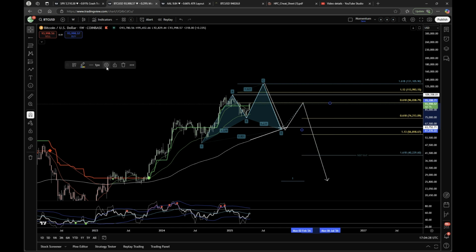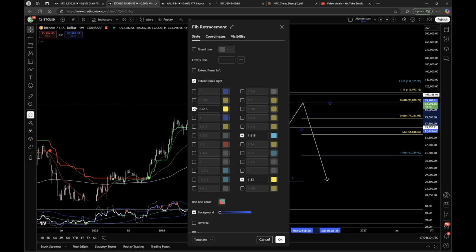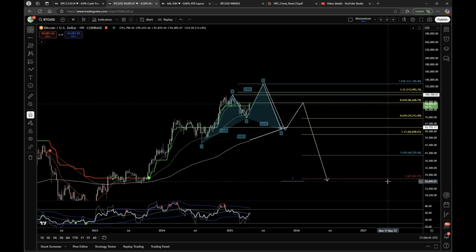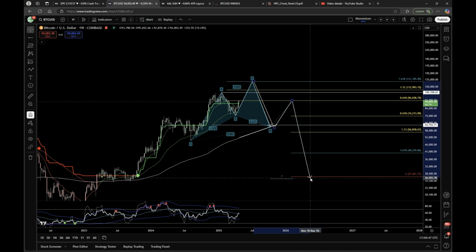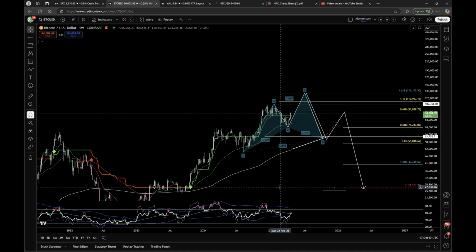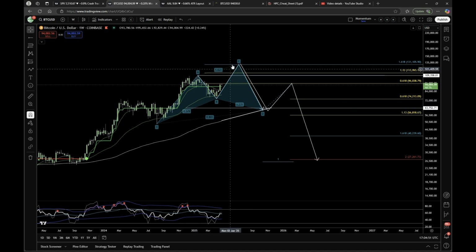No, it's not that low down. Mark that as a 2. Do I have a 2 on here? No, but I will. All right. No, it is. Wow. So that would be the 100% extension. Yeah, that would bring us back down into this range on a full crash. So that would be my fear of the blow off top.